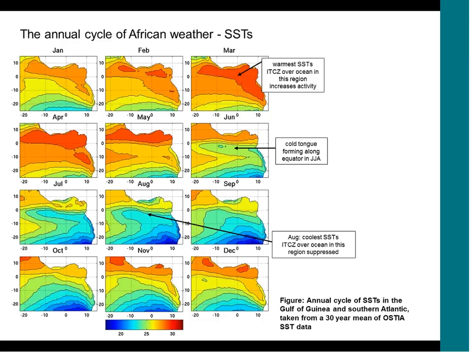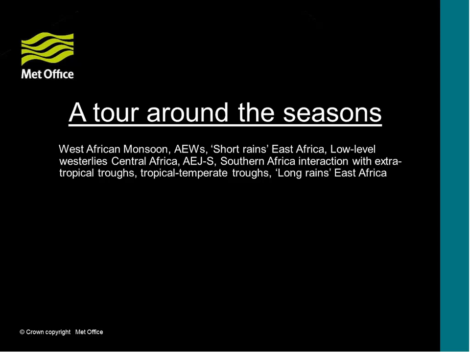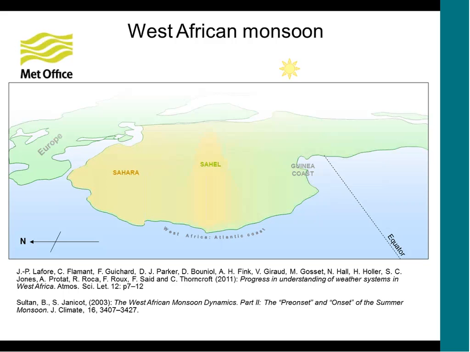So let's do a tour around those seasons and go a little bit further into the meteorology of it. So the West African monsoon, some people might recognize this. You're floating, if you like, in this image over the Atlantic Ocean and looking down at Africa. You're looking eastwards. So the Sahel's in the middle with the Sahara to the north and the Guinea coast to the south. There's a few papers there if people want to read up more about the processes for the West African monsoon. Many of these ideas have basically come from papers that came out of AMMA.